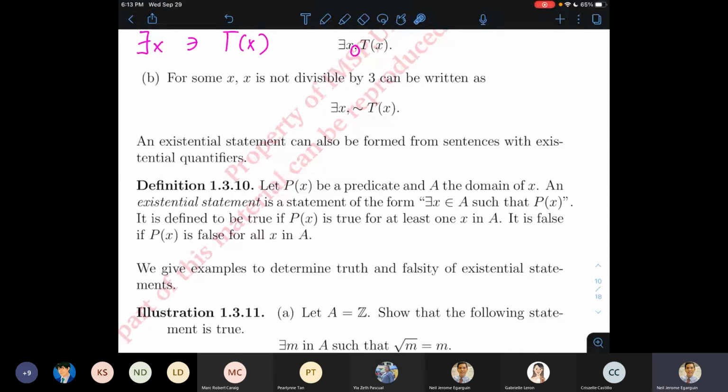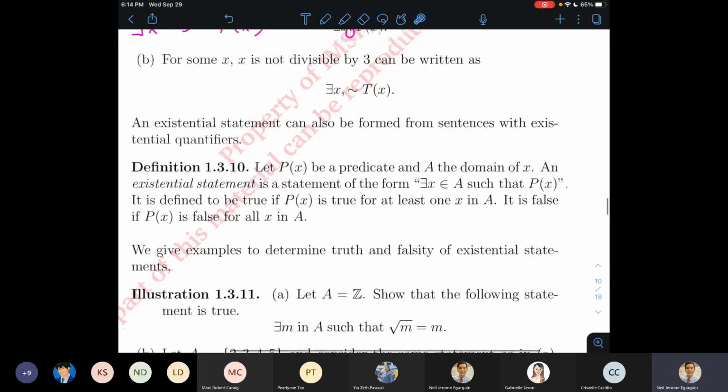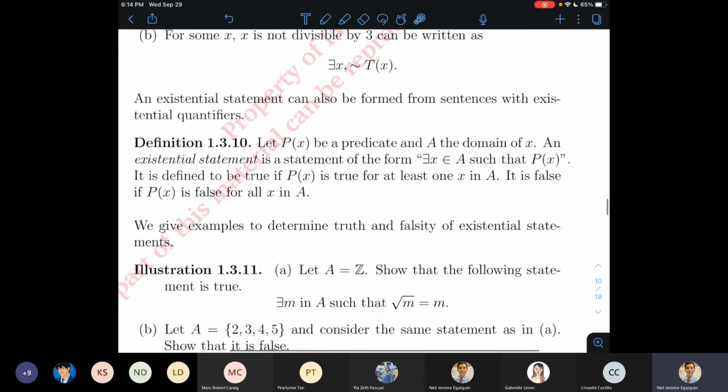Now, it is a little bit harder to prove that an existentially quantified predicate is false. Kasi kailangan yung ipakita na walang element ng domain na nakakasatisfy ng statement. Right? Or it would be false if it will not hold for all elements of the domain. Kaya medyo mas mahirap siya kesa sa proof of truthfulness ng isang existential statement. So let's try illustration 11.